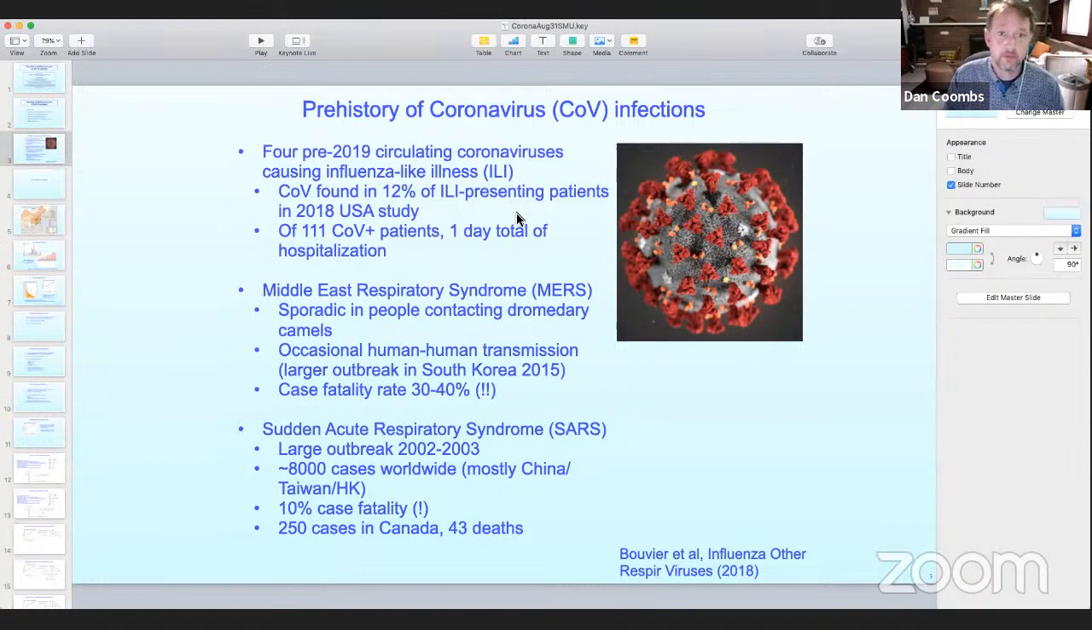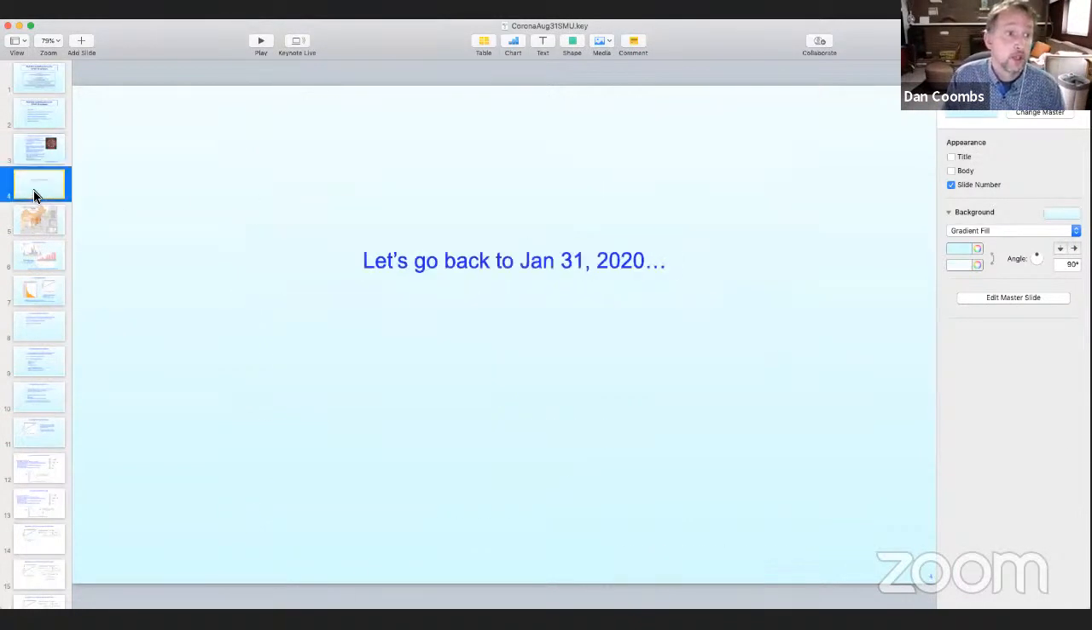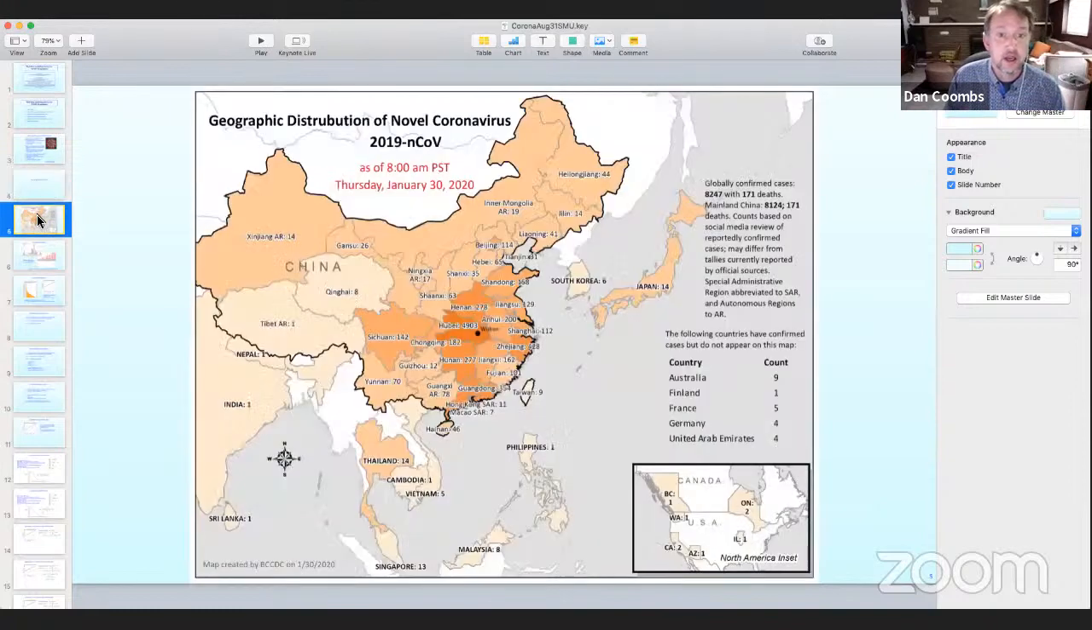But possibly definitely more virulent than the other coronaviruses. Okay, so let's go back now, cast our minds back to January 31st of this year. And this is essentially a picture of the epidemic at that point. The epidemic, as we all know, had started in Wuhan, which is a city in Hubei province in central China. But by January 31st, we'd already seen cases spreading around the world.